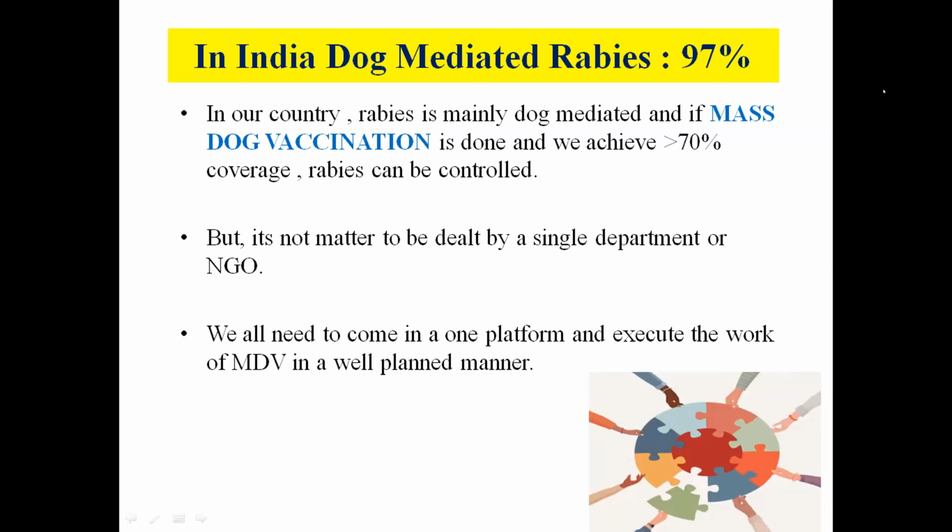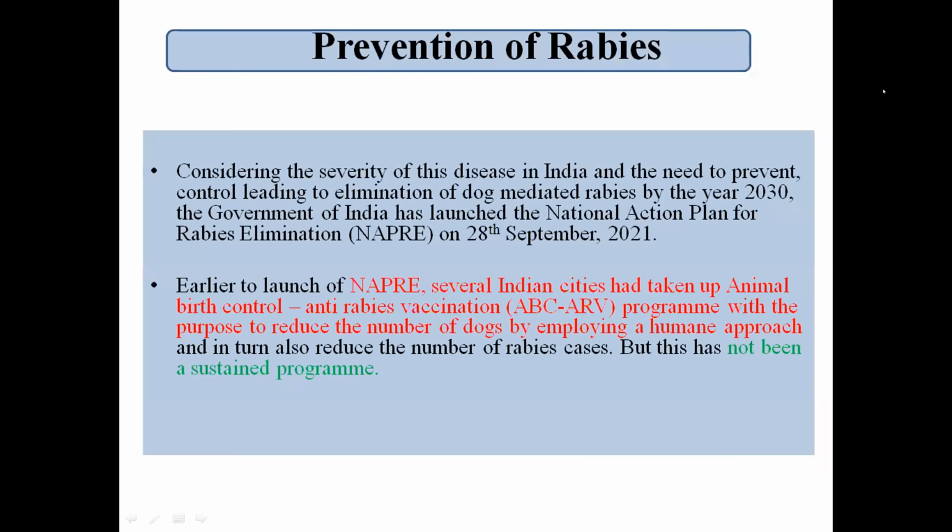Chanchal spoke about intersectoral coordination. So if we want to control any such disease which is zoonotic, we need intersectoral coordination. Regarding prevention of rabies, what the government is doing, considering the severity of the disease in India, we need to prevent and control, leading to elimination of dog-mediated rabies by 2030. It's a mandate of the government.